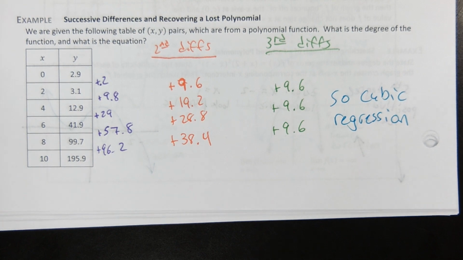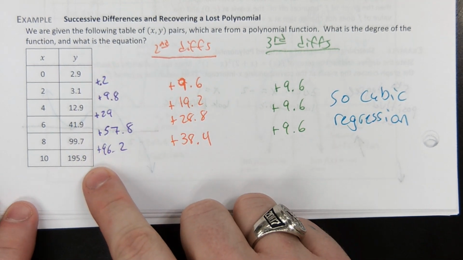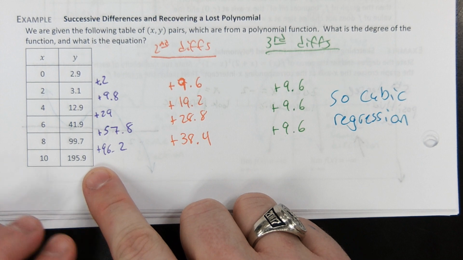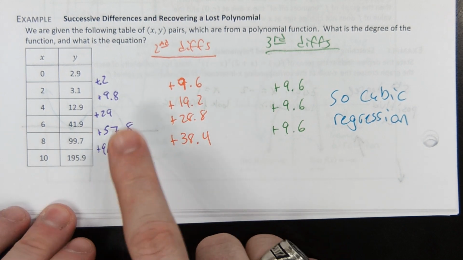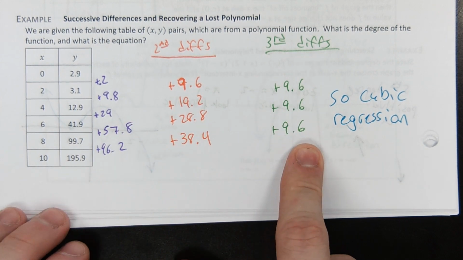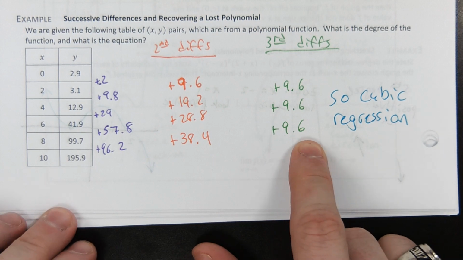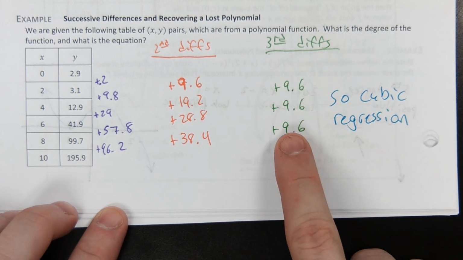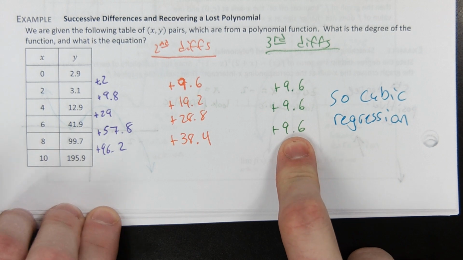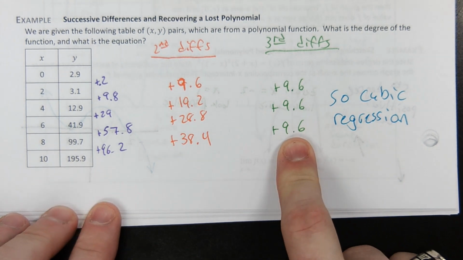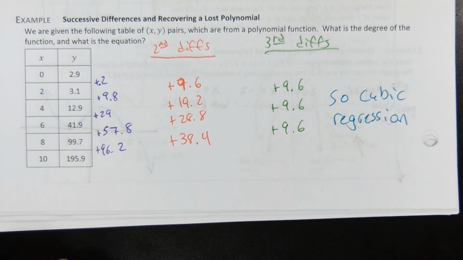What we did was we put these numbers through the paces of first differences, second differences, and third differences. And what we found was that once we did the third differences, we got the exact same number every time. So because our third differences was a constant value, it tells us that we're dealing with a cubic. If our second differences are the same value every single time, it's quadratic. If you have to go all the way to fourth differences, it's quartic or fourth degree polynomial, so on and so forth.